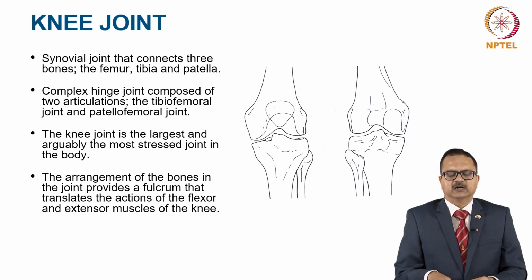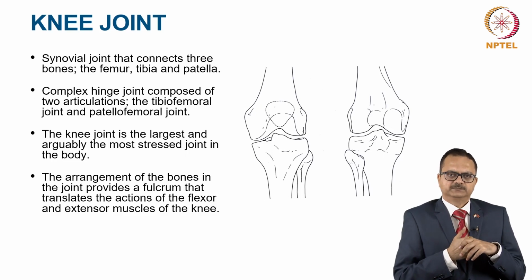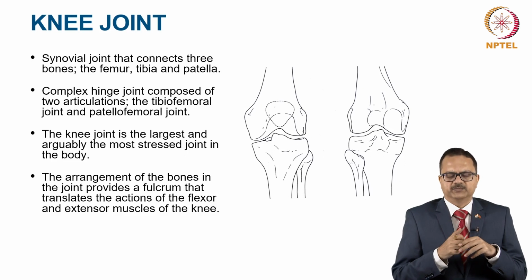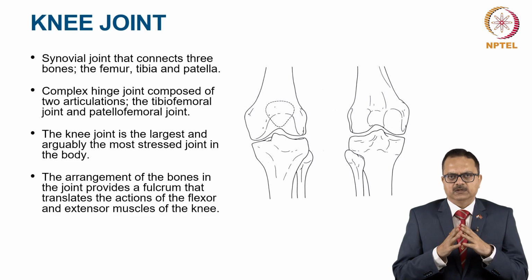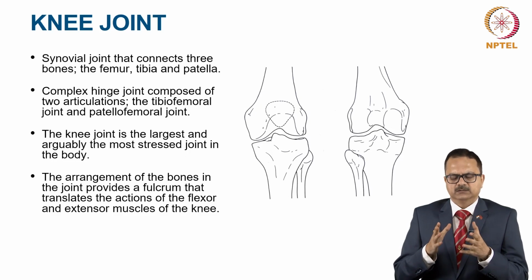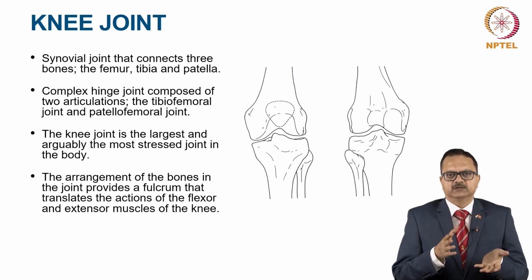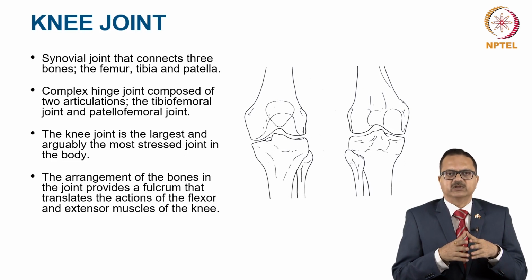From the hip, we come down to the knee joint. It's a very important joint, and if you're walking, if you're running, if you're jumping, if you're doing any cutting activity, the knee joint is definitely involved. It is a synovial joint and it connects three bones: the femur, the tibia, and the patella.